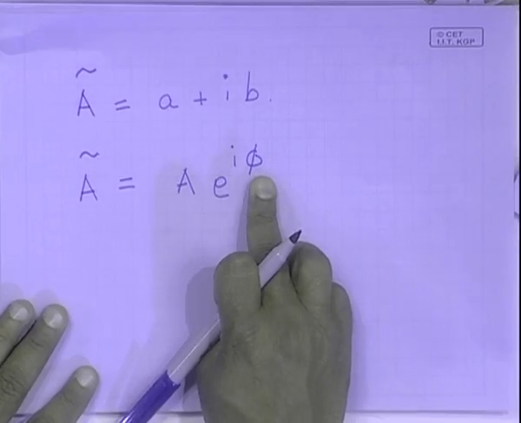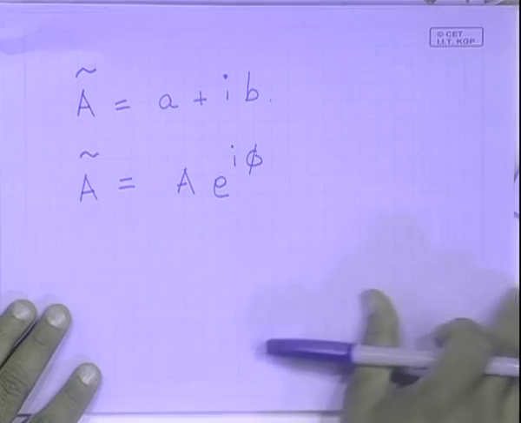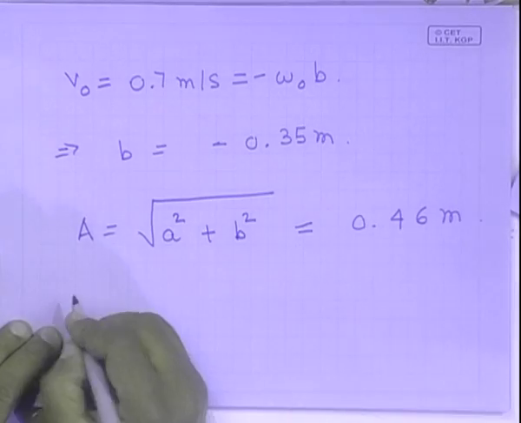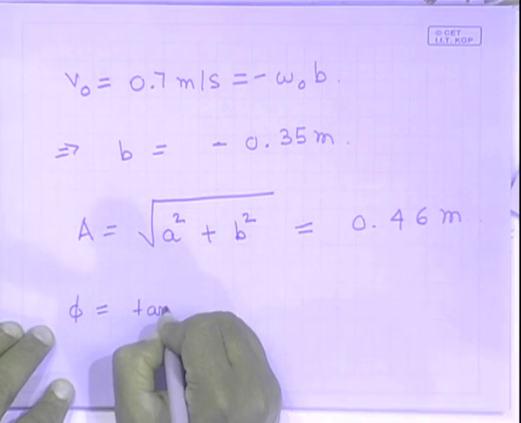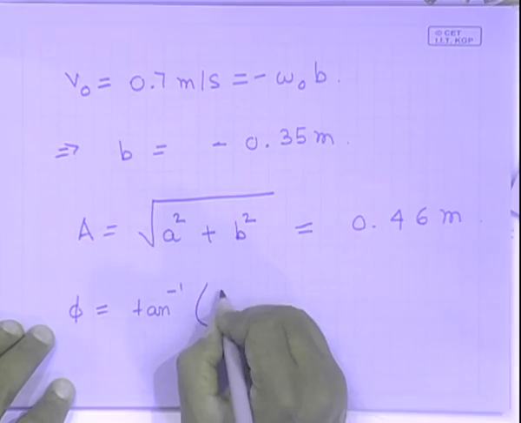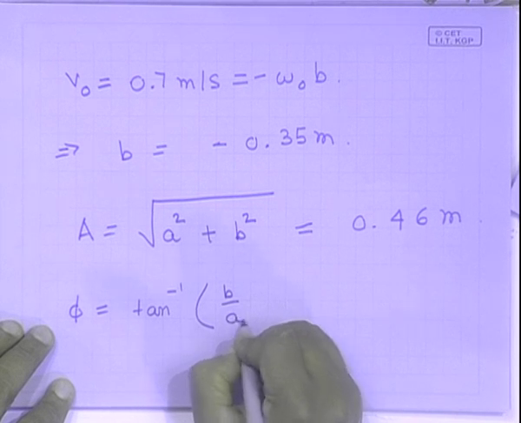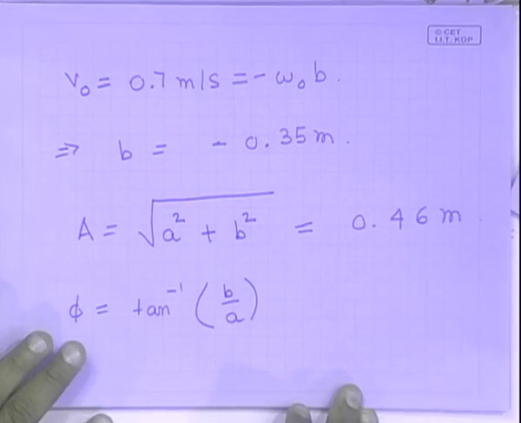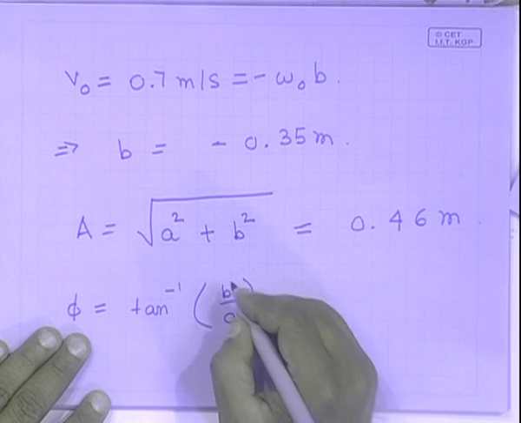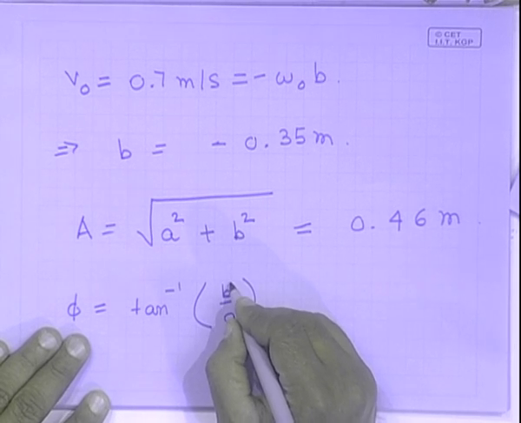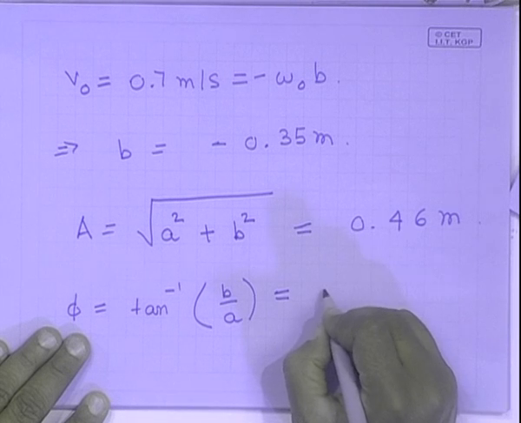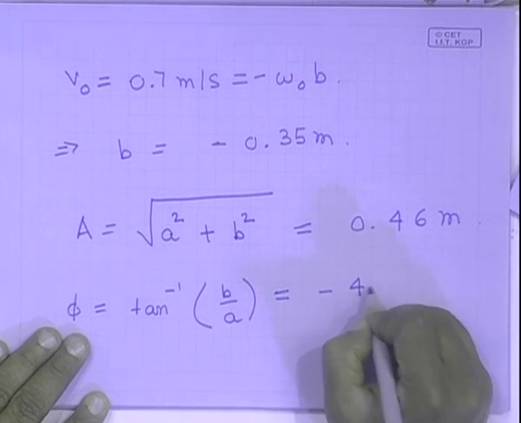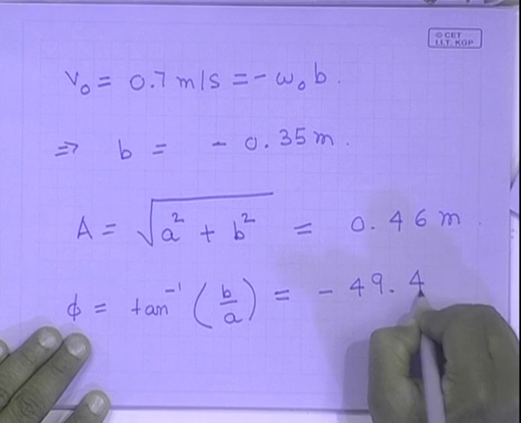The phase phi is related to A and B as follows. Phi is tan inverse of B by A, and putting in the value minus 0.35 here and 0.3 here, we find that this is minus 49.4 degrees.